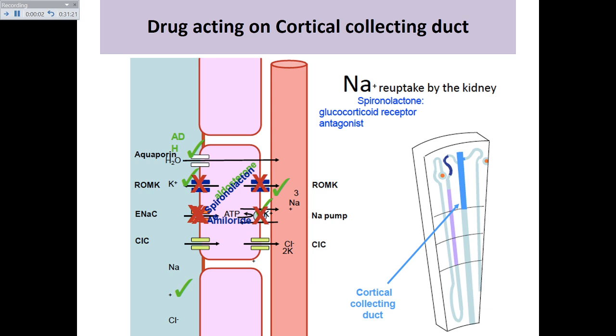Drugs acting on the cortical collecting duct: potassium sparing diuretics. Why does it have this name? Potassium sparing diuretic means it spares potassium. It prevents the removal of potassium from the body. It prevents hypokalemia. The other types of diuretic may cause hypokalemia.